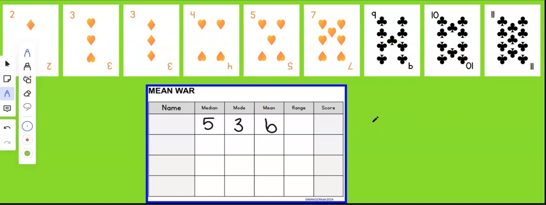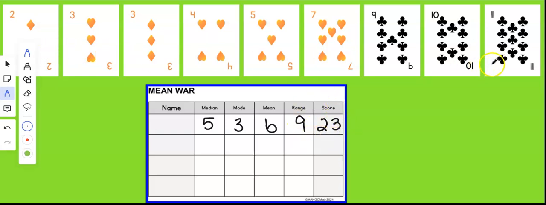The next is, what is the range? What's the range from the lowest number to the highest number? And that range is going to be 9. So then my score for that round is going to be a total of all these numbers combined, which is going to be 23. So I have a score of 23 on that round.